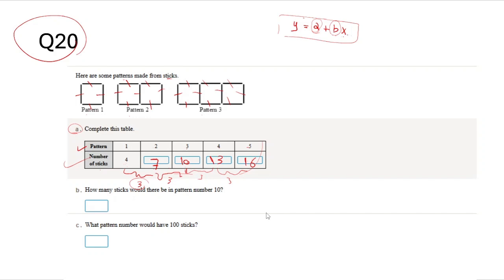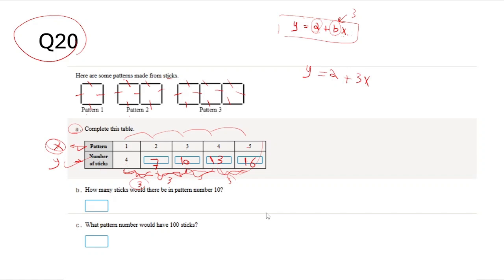That means, for example, if we say the pattern is x and the number of sticks is y. Okay? So here the pattern, which is x, is changing by 1: 1, 2, 3, 4, 5, right? So what's happening to y? It's changing by plus 3, plus 3, plus 3, plus 3, right? So that means b will be equal to 3. That means y will equal a plus 3x. Okay?